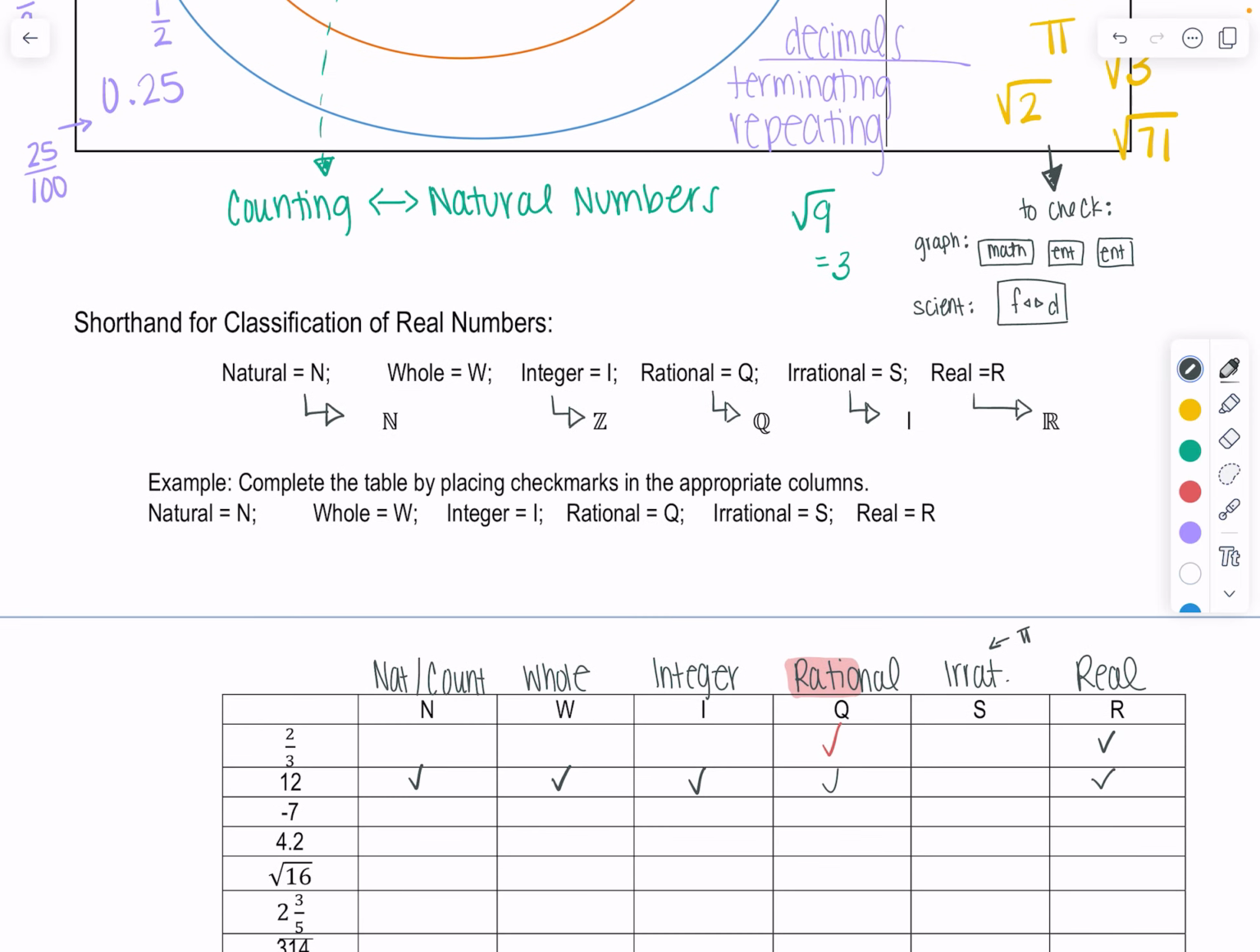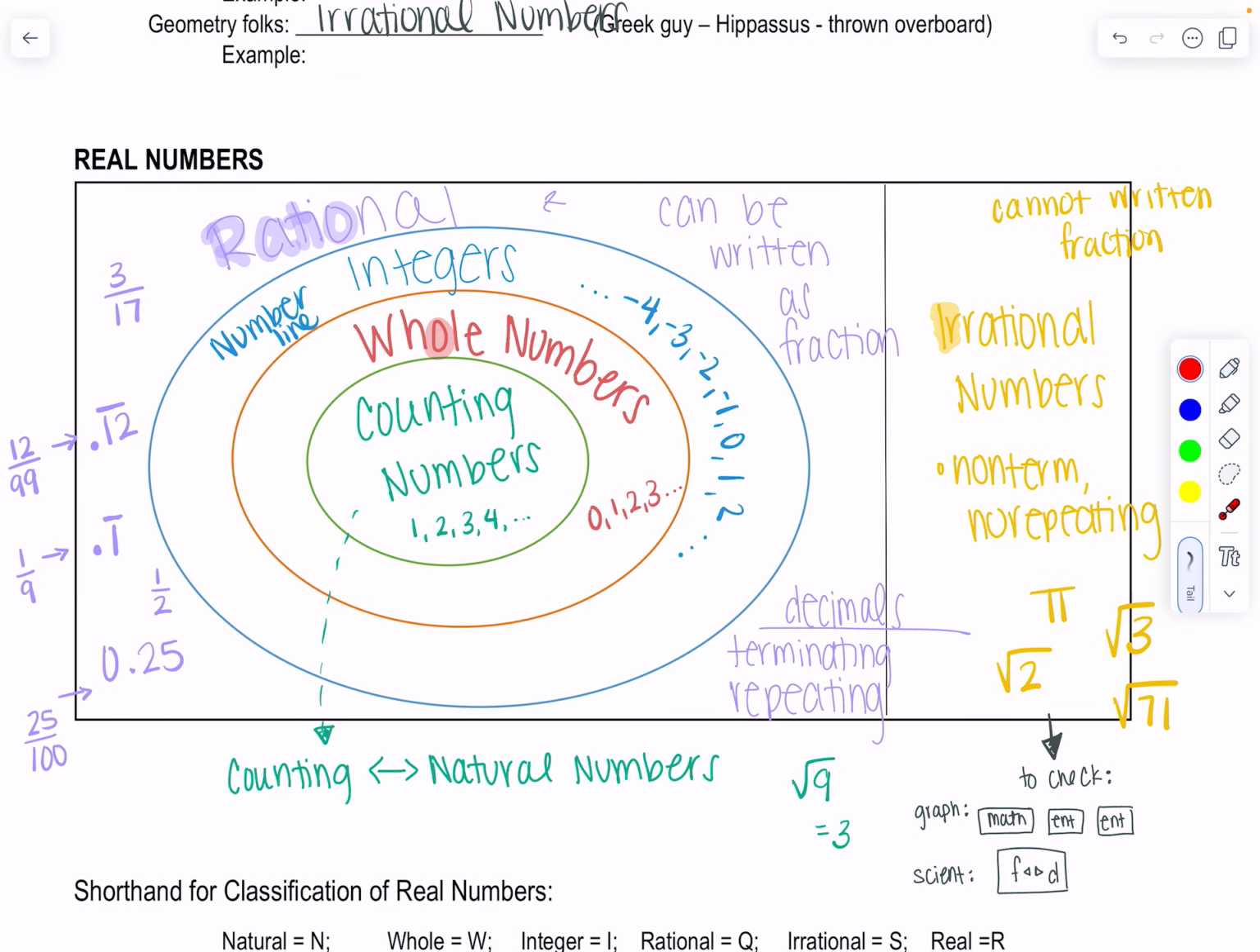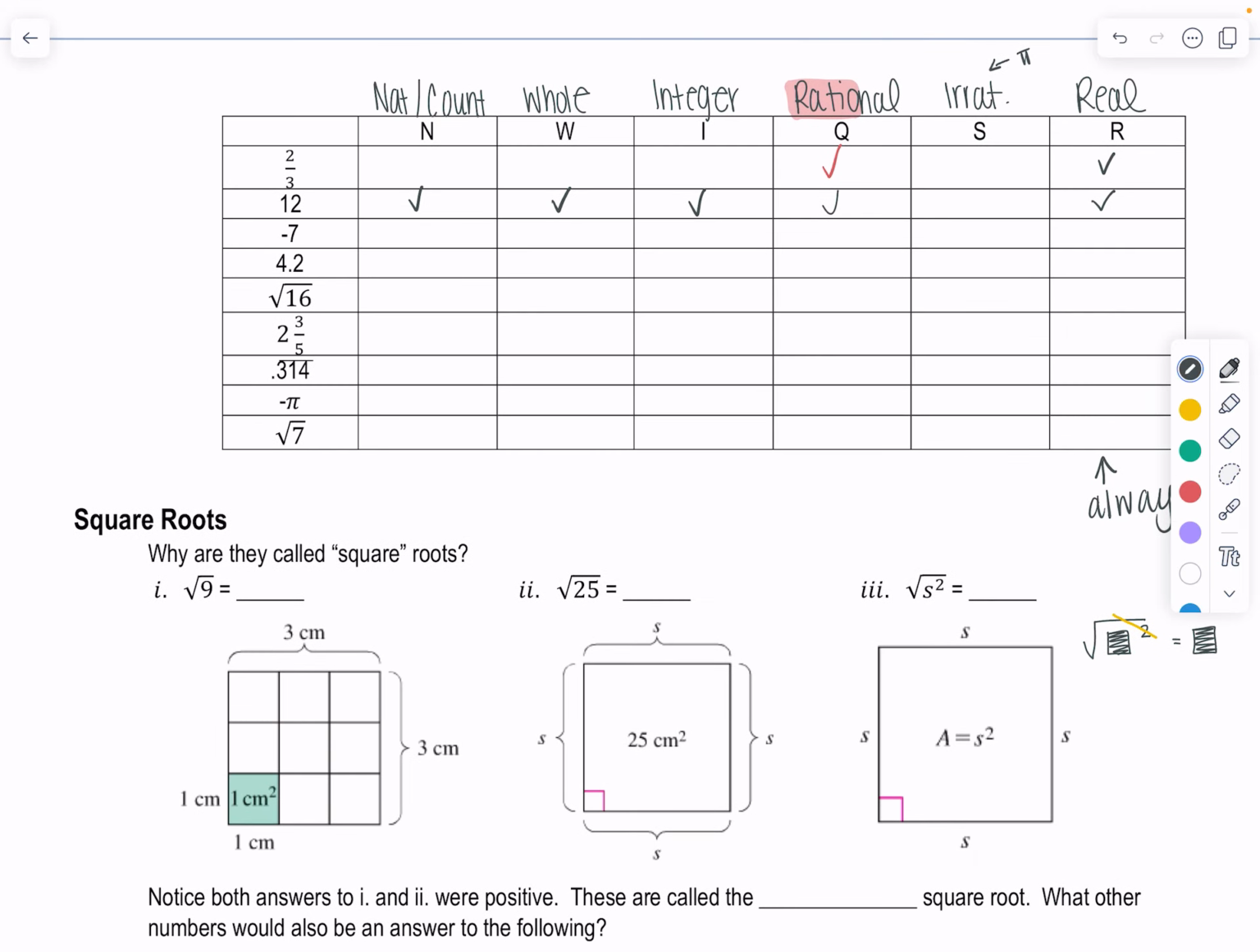-7. Most specifically, my negative numbers fall right here in the integers. If I were to extend that out, I would get to -7. So it's just an integer, but then it's also a rational number. So it's an integer, a rational number, and remember, they are all real. 4.2, or 4 2/10. Not a natural number, not a whole number, not an integer. It is a rational number because it's a terminating or a repeating decimal, and it's definitely a real number.